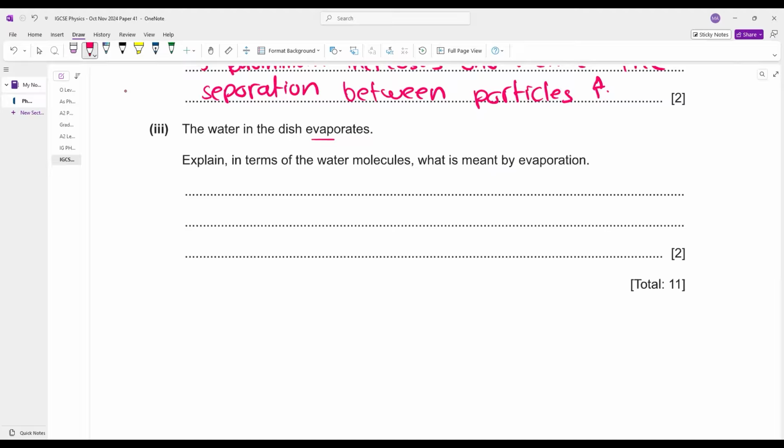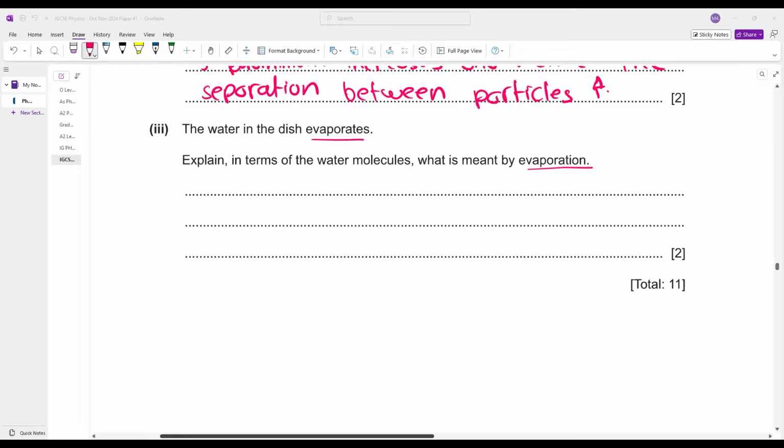The water in the dish evaporates. Explain in terms of water molecules what is meant by evaporation. Evaporation का क्या मतलब होता है? Molecules with greater kinetic energy or higher kinetic energy escape from the surface. Hence, the average kinetic energy of the remaining molecules decreases. Okay? What will you say?